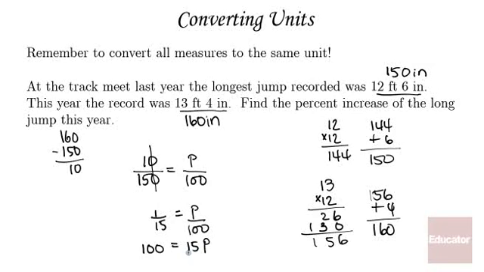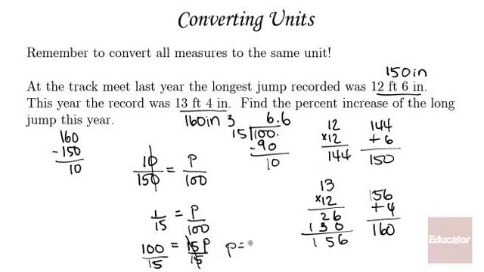And now I can divide both sides by 15. Do my division over here. It'll go in about 6 times, and with the remainder it's going to be about 6.6 or 6.67. So the percent increase is 6.67%.